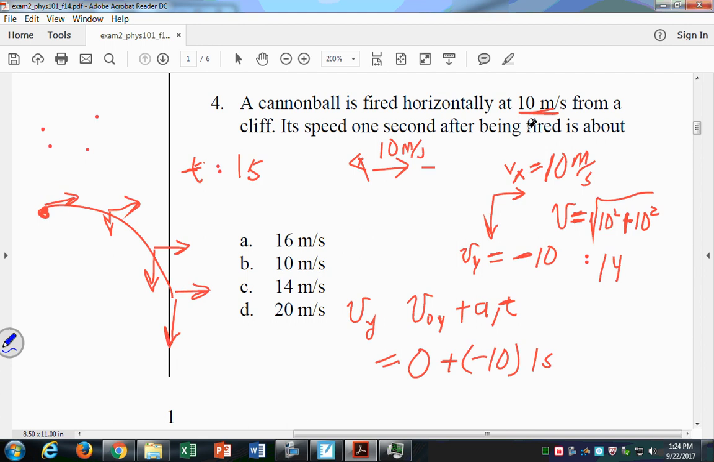The 14 is the square root of 200. Because I had two vectors. I had Vx, and then I had Vy, and I wanted to know V. This is Vx. This is Vy, and I wanted to know what is V. And so I had to do the square root of the sum of the squares.